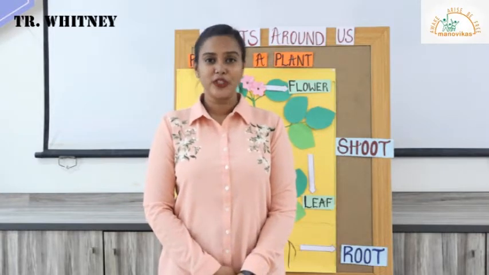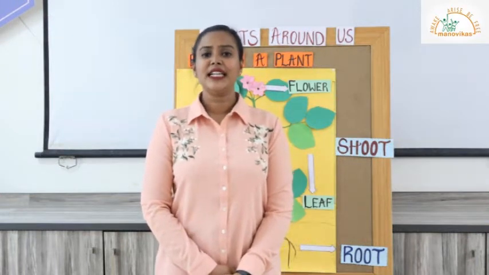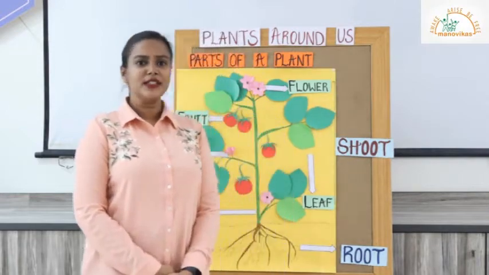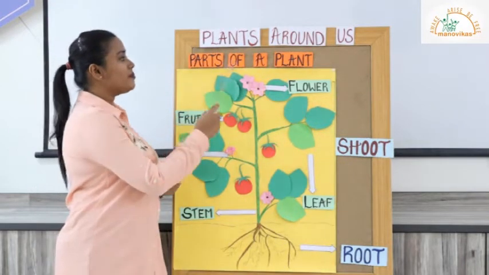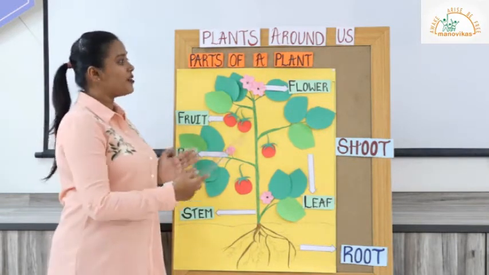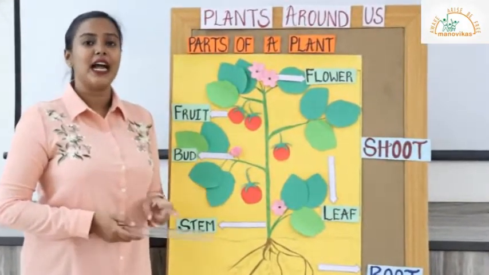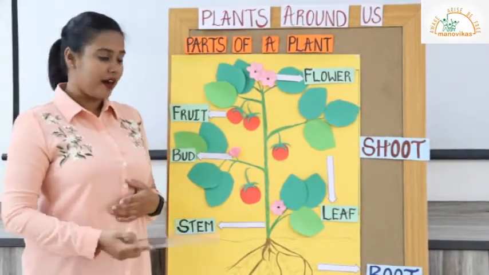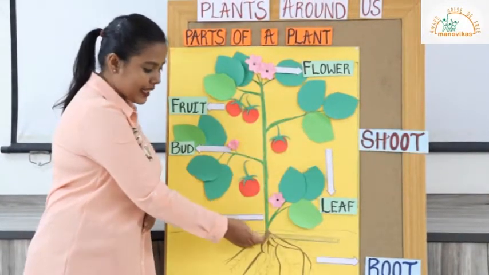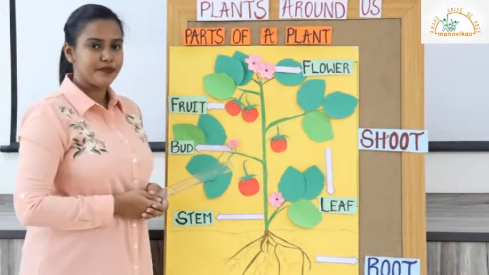So before we move on to the next part of our lesson, plants around us, let us revise what we have learned in the previous video. And what did we learn? We learned the different parts of a plant. Here you can see a chart with different parts of a plant. And as you know, plants have two main parts. They are root and the shoot. The root is below the ground and the shoot is above the ground.